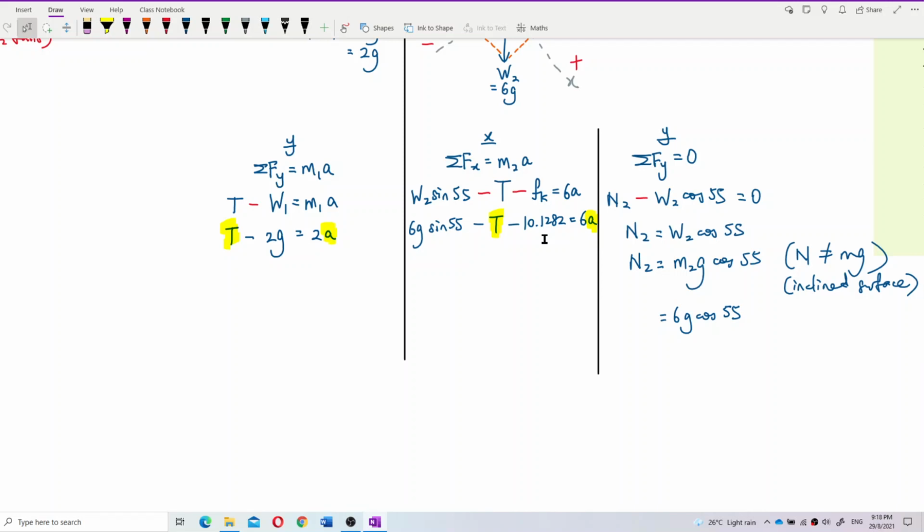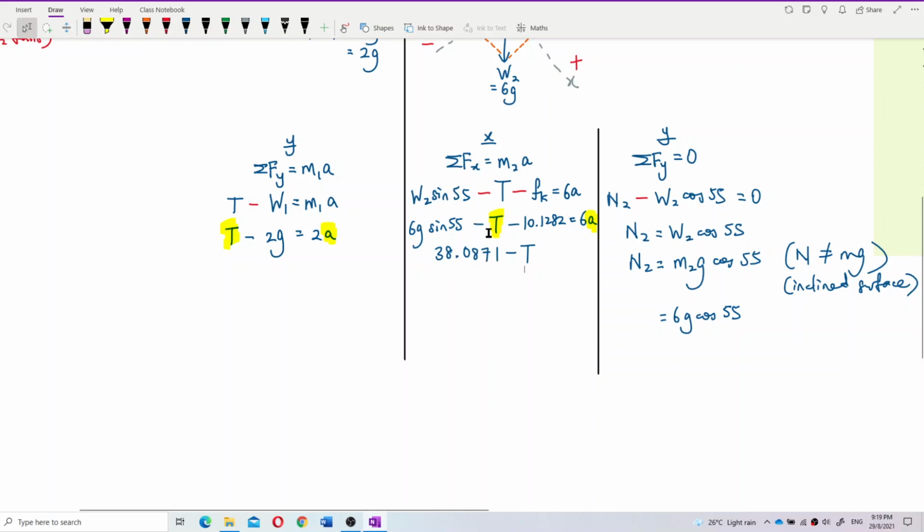Okay, I got the answer: minus tension. That means I take this 6g sin 55, and minus 10.1282, I got 38.0871.